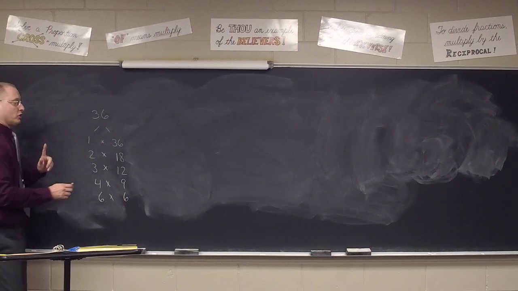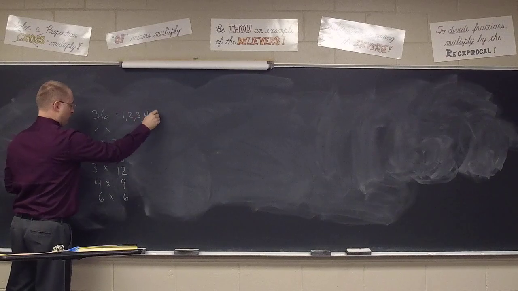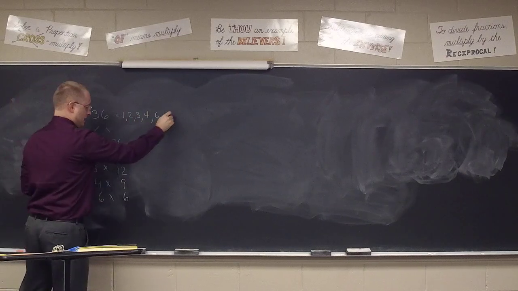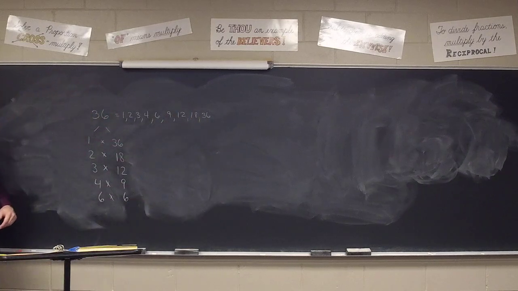So my factors are, notice, 1, 2, 3, 4, 6. I don't need to write it twice. 9, 12, 18, and 36. That's a lot of factors, isn't it? Not all numbers will have this many factors, but they could have a lot of factors. Does that make sense? You just find the factor pairs.